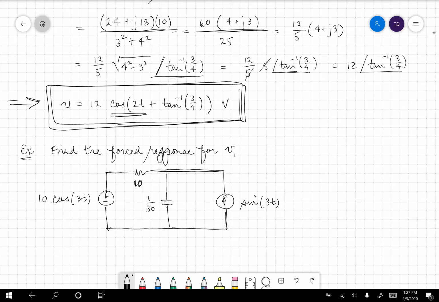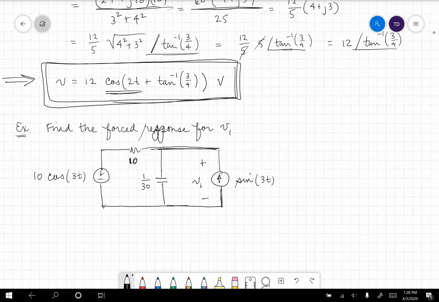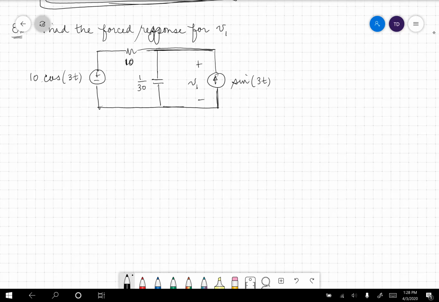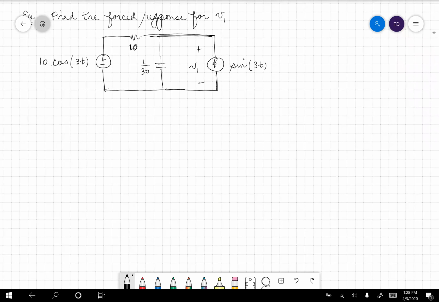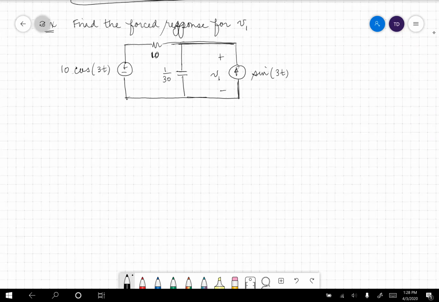And here's what we want to find. We want to find this voltage right here, V1. Clearly, if I find that voltage, I can find the power delivered by that source. It'll be a time varying power, but that's okay. We're not bothered by that at all.